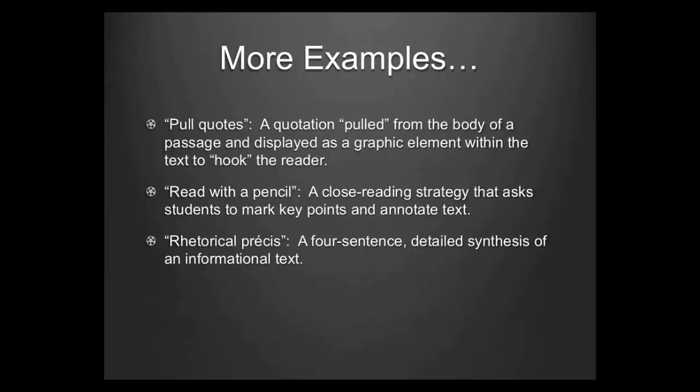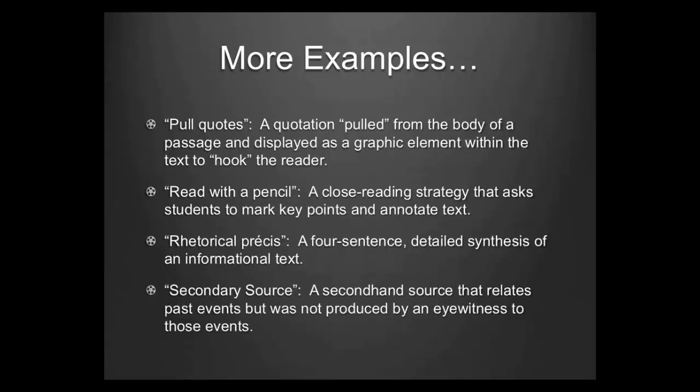A secondary source is a source that relates past events but wasn't produced by an eyewitness. Again, as a history teacher, I can tell you things about the Holocaust, but I obviously was not an eyewitness, so I can't tell you what I saw when I was at Dachau or Auschwitz, because I wasn't there. But people like Anne Frank can. It doesn't mean that what I'm telling you is not important or not acceptable or not a verifiable source. It just is that I am not an eyewitness.